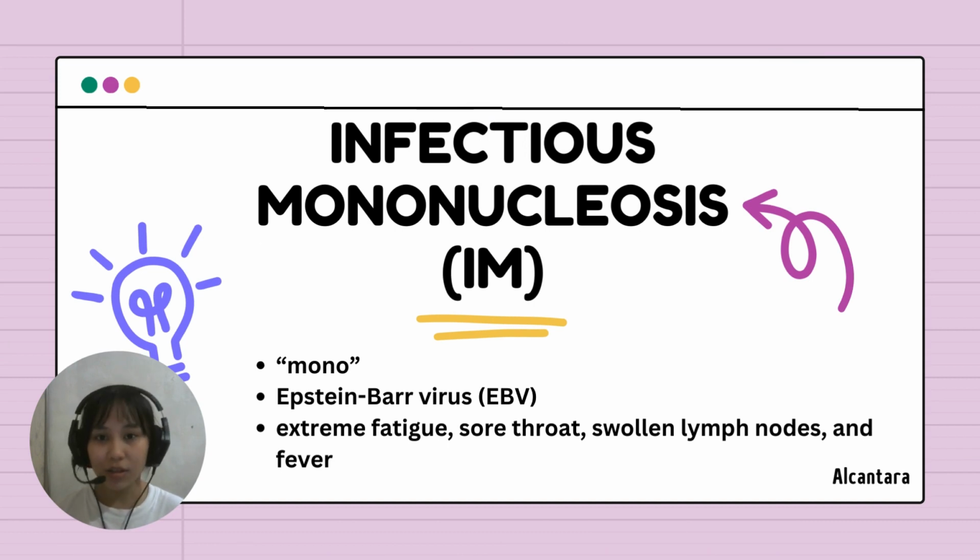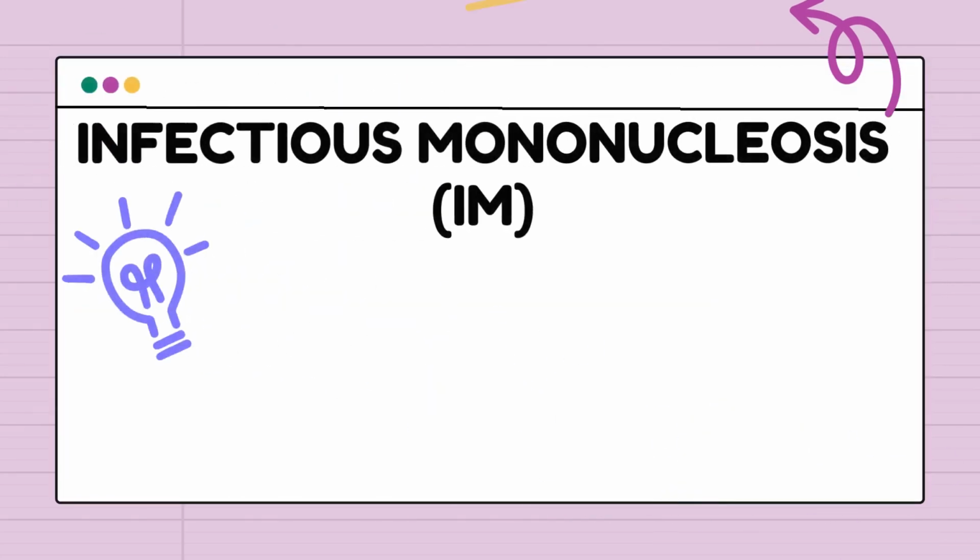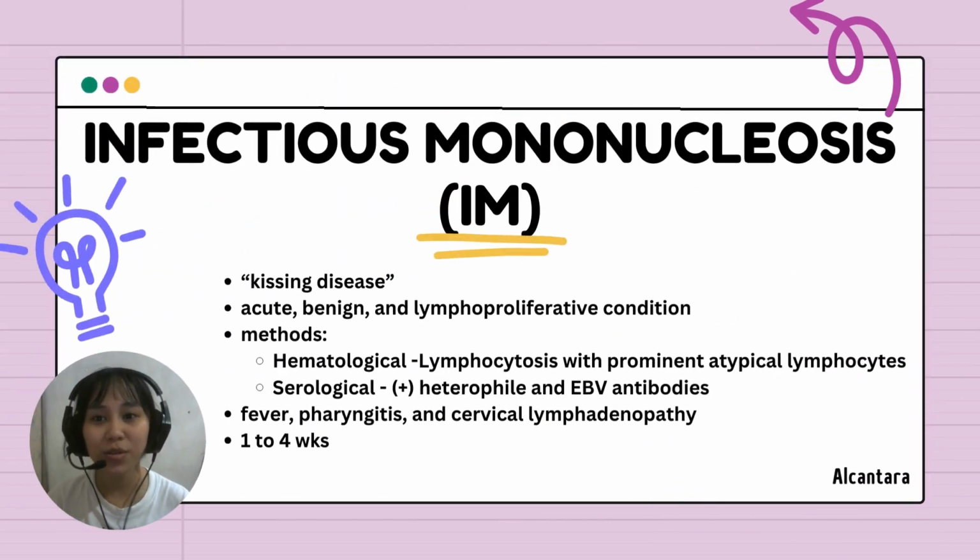Infectious mononucleosis, commonly known as mono, is a viral infection caused by the Epstein-Barr virus or EBV, which belongs to the herpes virus family. This condition is prevalent worldwide and is often characterized by symptoms such as extreme fatigue, sore throat, swollen lymph nodes, and fever. Infectious mononucleosis is most commonly diagnosed in adolescents and young adults, although it can affect individuals of any age. It is also known as the kissing disease, since it is transmitted through intimate contact, specifically kissing.